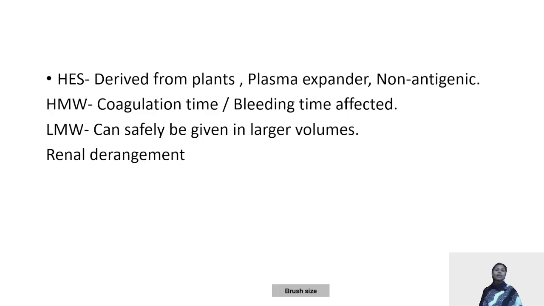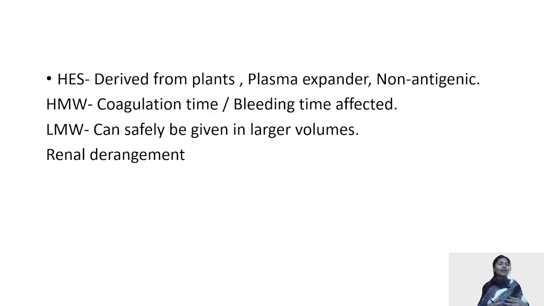Last, we have hydroxyethyl starch, which is a non-antigenic plasma expander, which we derive from plants. It could be high molecular weight, it could be low molecular weight. High molecular weight HES affects the coagulation system, and low molecular weight has less of an effect on that. It can be given in large amounts because it is safer than high molecular weight HES. But hydroxyethyl starch, other than the coagulopathies, is also known to cause renal derangements. Thus, these are the things that you all have to take care of.